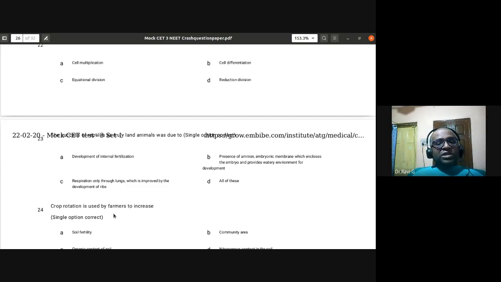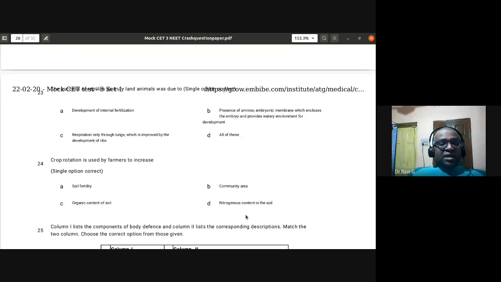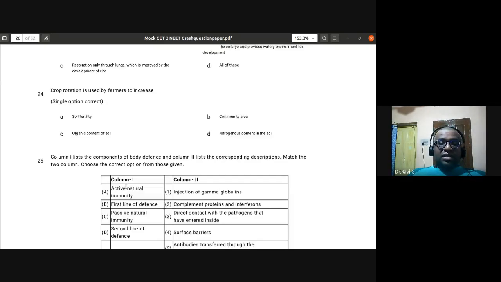Crop rotation is used by farmers to increase soil fertility, community area, organic content of soil, or nitrogenous content in the soil? So crop rotation, that is in one season they grow the pulses, in the other season they grow the cereals. This sort of crop rotation is noticed, and that is for improving the soil fertility.